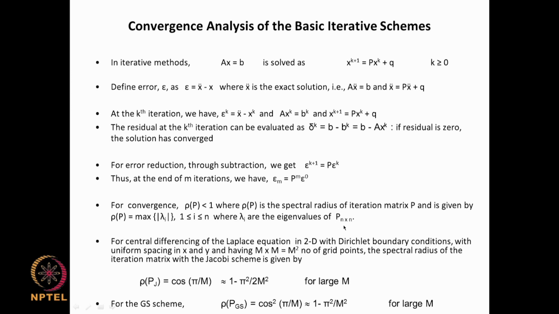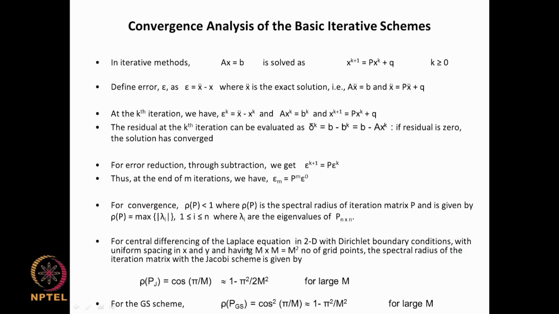So we will come back to this. As I mentioned, you have an n by n matrix here, and if you have a million grid points, million unknowns, you will have million eigenvalues, okay. And there is no easy way of finding all these eigenvalues, but for some class of problems it is possible to get a theoretical expression for the eigenvalue. For example, for central differencing of the Laplace equation in 2D with Dirichlet boundary conditions, we have done this.